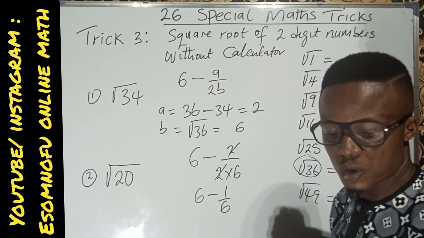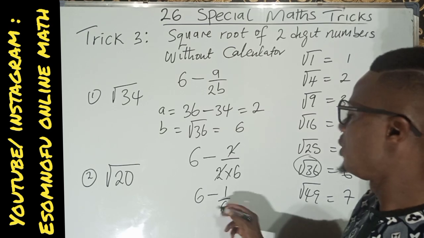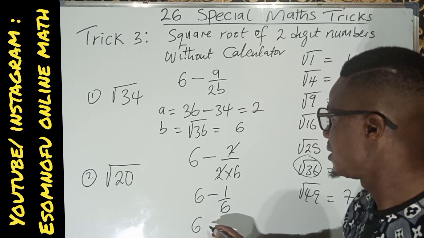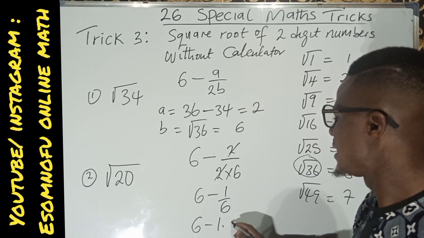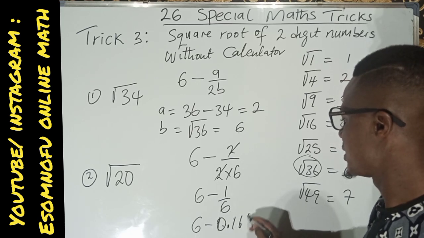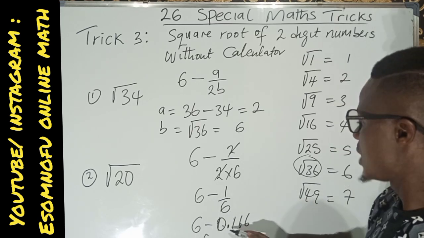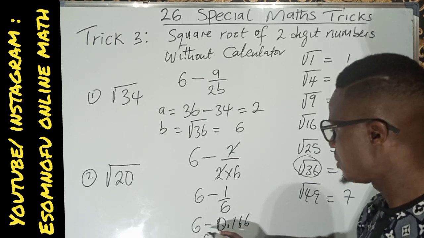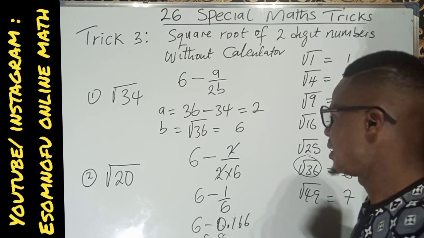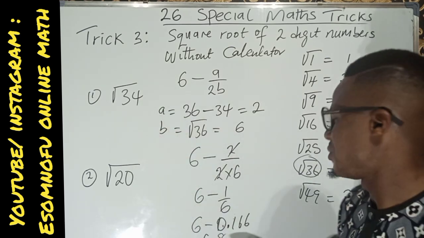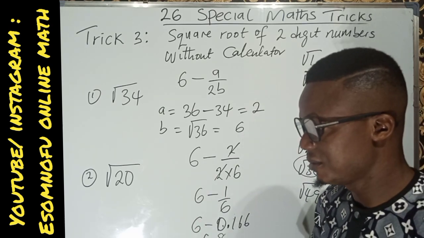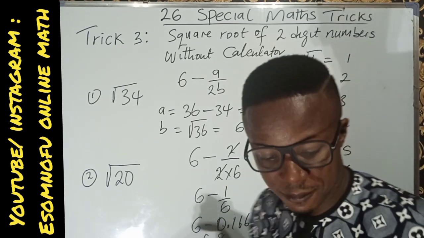Okay, so what is 1 over 6? 1 over 6, if you are familiar with recurring decimals, will give us 0.16666, which repeats. Let's assume that this is 0.2, and 6 minus 0.2 will give us around 5.8 approximately. So the square root of 34 is roughly 5.8. This trick will give you an approximate value. Okay, let's clean up and get to the second one.